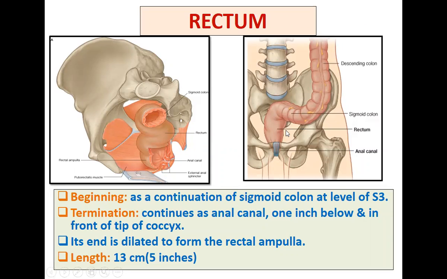Behind we have the coccyx bone. Here if you see, here will be the coccyx. So below that will be the anal canal. It ends in a dilated form which is called the rectal ampulla. Before the rectum ends into the anal canal, it forms a dilatation called the rectal ampulla, a large dilated part. And the total length of the rectum is almost 5 inches.